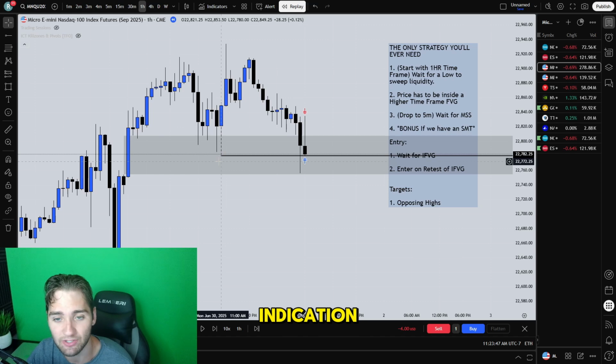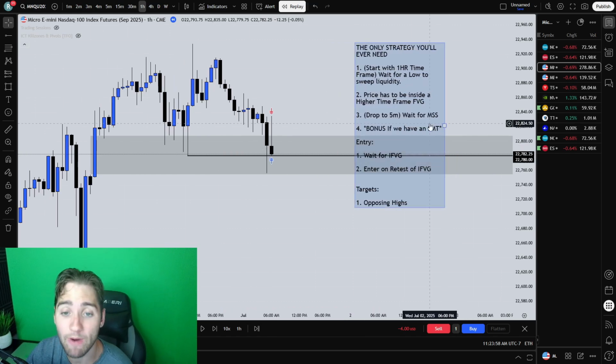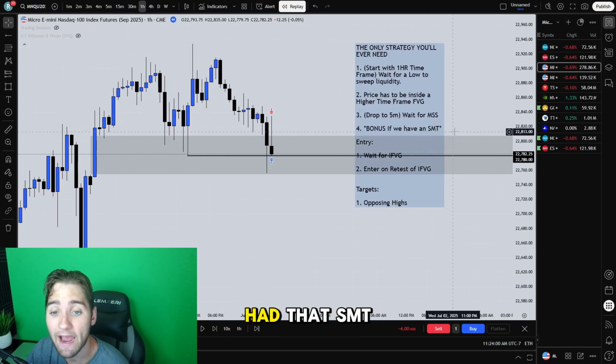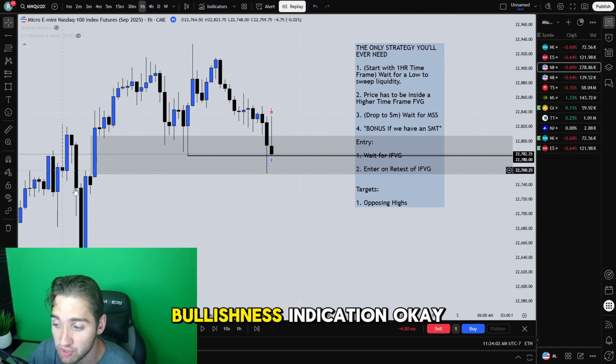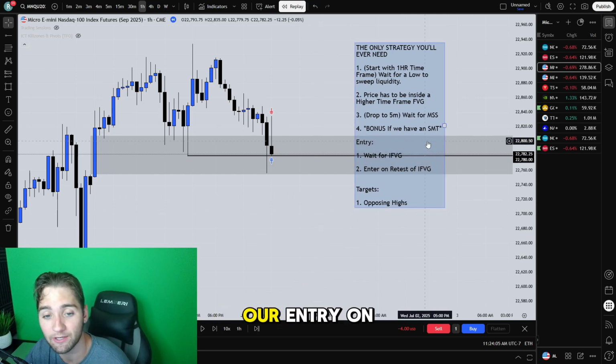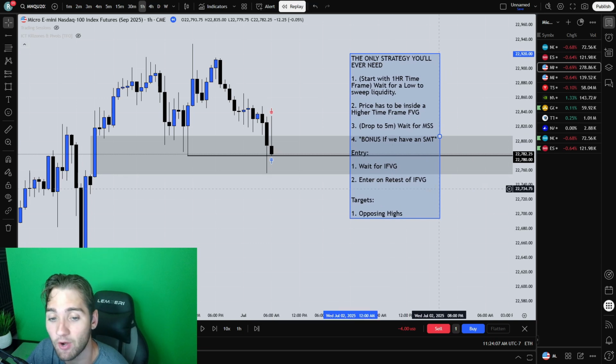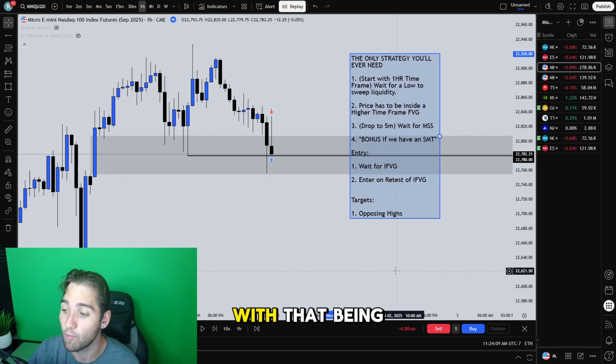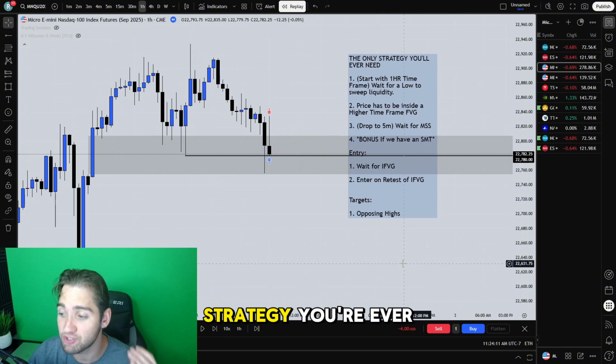This is bullish indication. We dropped down to the 5-minute and we waited for that market structure shift, and then we had that SMT. Boom, that is a bullishness indication. Okay, then we had our entry on an inversion fair value gap on the retest, targeting the highs. With that being said, this strategy is the only strategy you're ever gonna need.